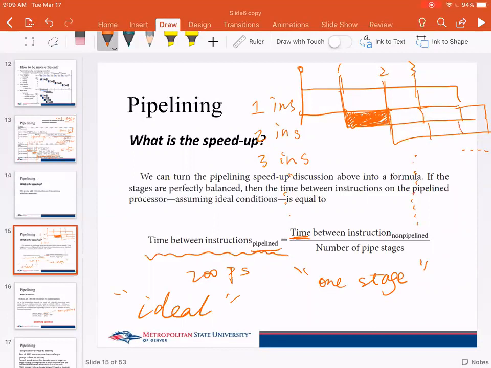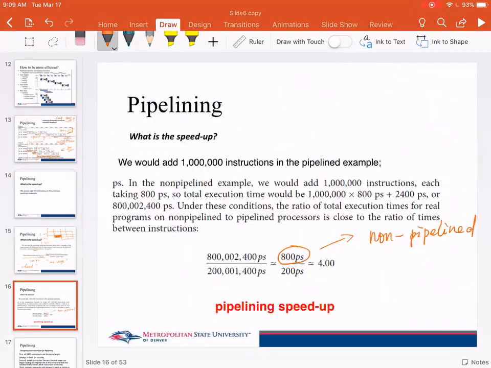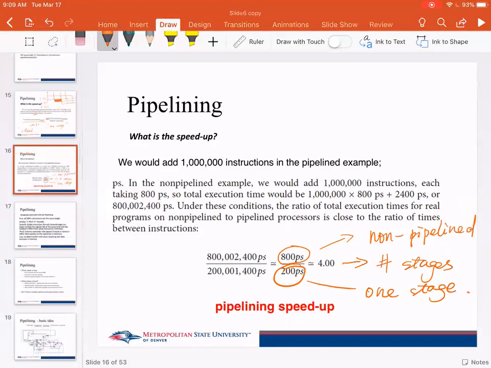So suppose we have an ideal pipeline processor. Then of course the overall speedup will be 800 divided by the length of one stage, so this is the non-pipelined time divided by one stage length. So what does that mean? Then this will become the number of stages, how many stages you have, right? All right, so this is really important. Have to draw a 5-star again.